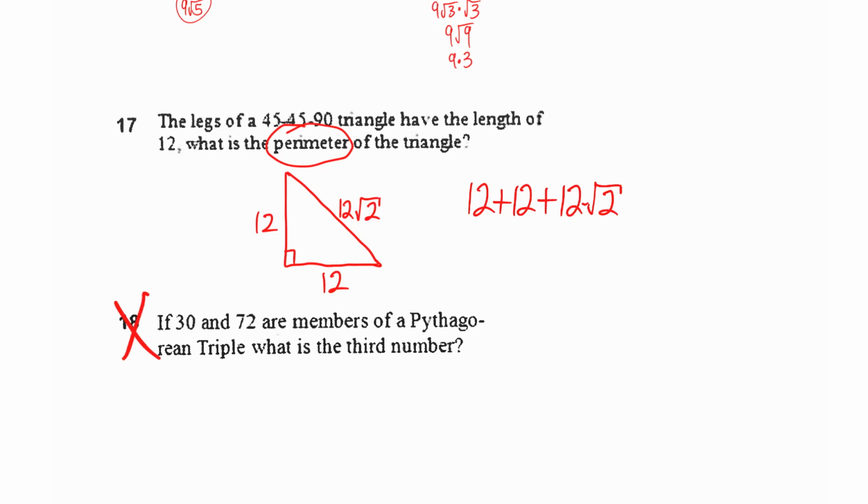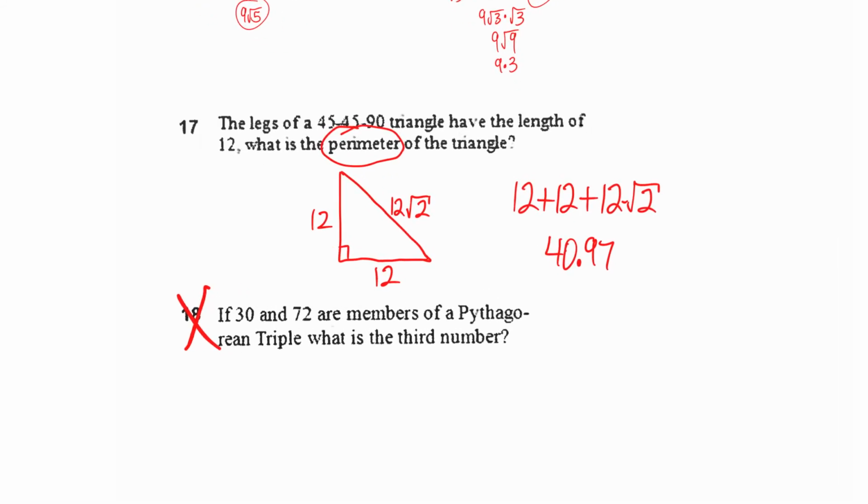So type that in your calculator real quick and tell me what that is as a decimal. 12 plus 12 plus 12 square roots of 2. What is it? 40.97. Does it give any units? No.